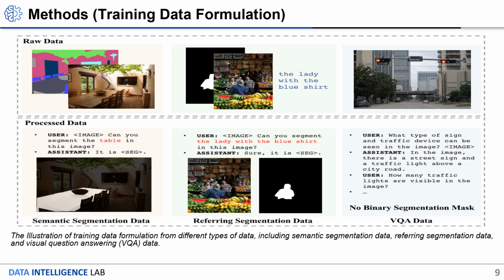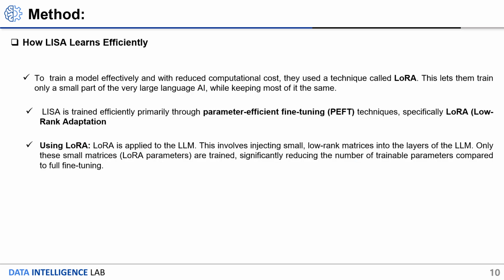Now in summary, this data formulation strategy allows LISA to learn the connection between the token and the desired segmentation mask using a mix of class-based and description-based examples, while also preserving its core language understanding capabilities. All right, so how LISA learns efficiently.